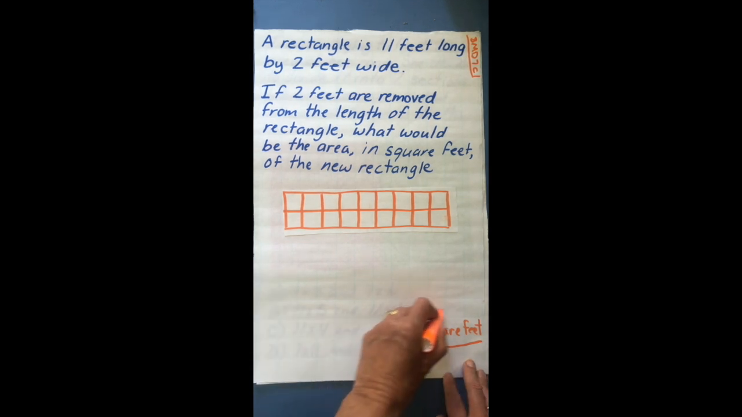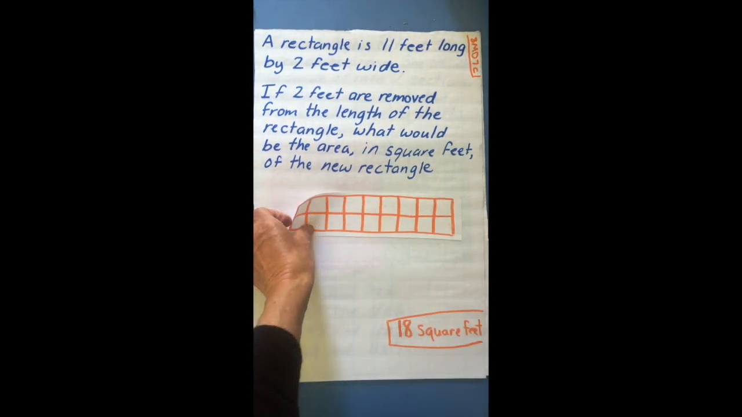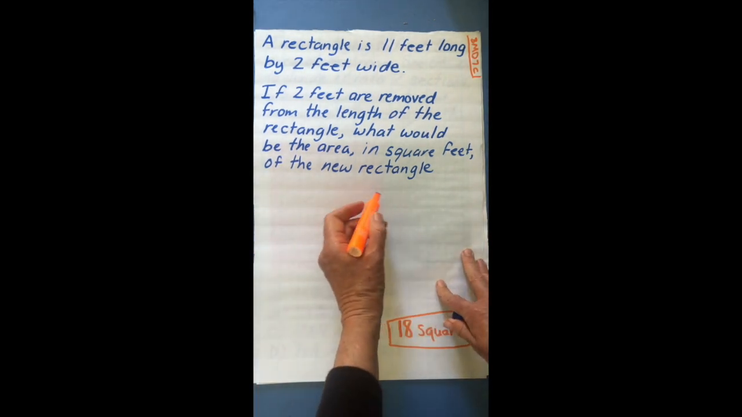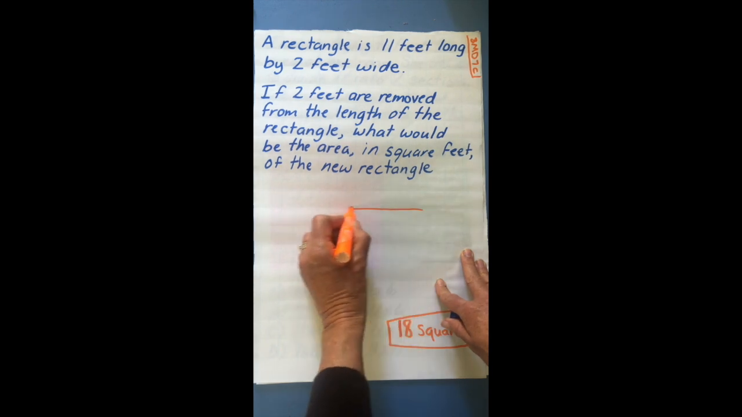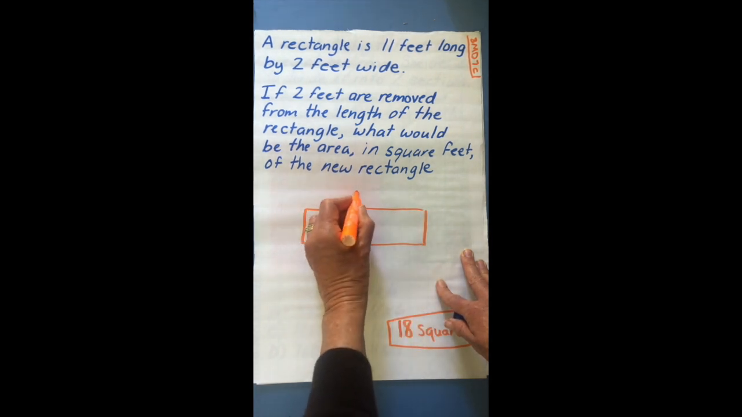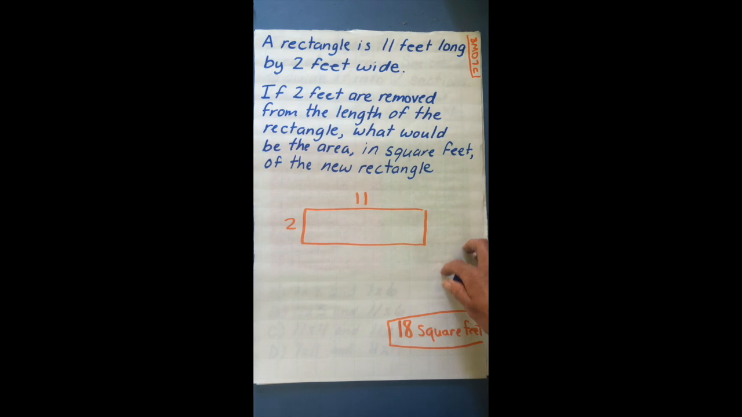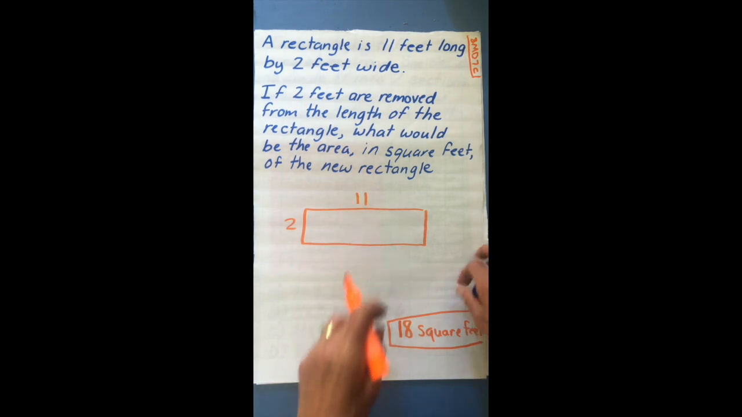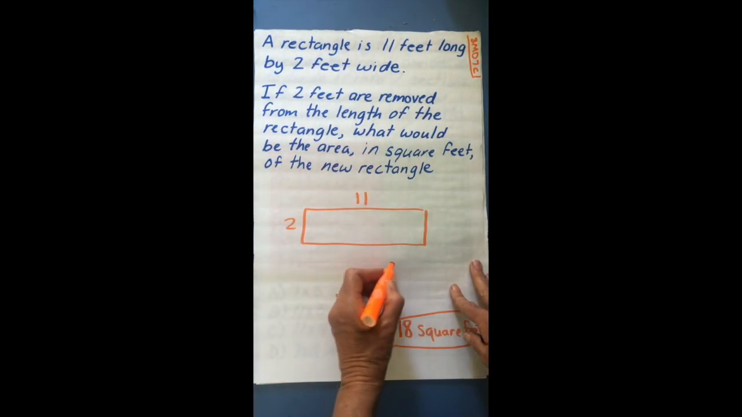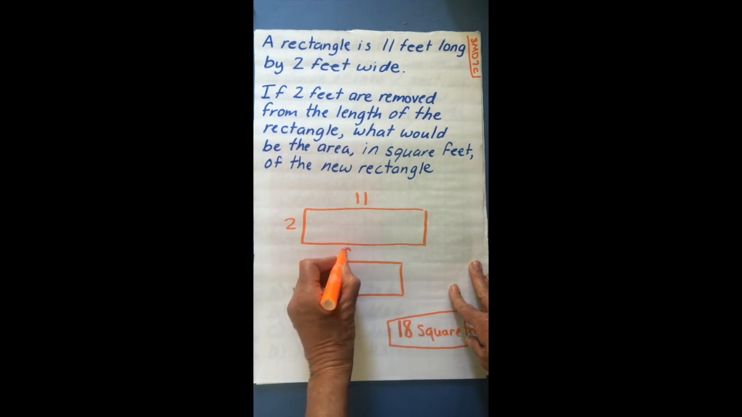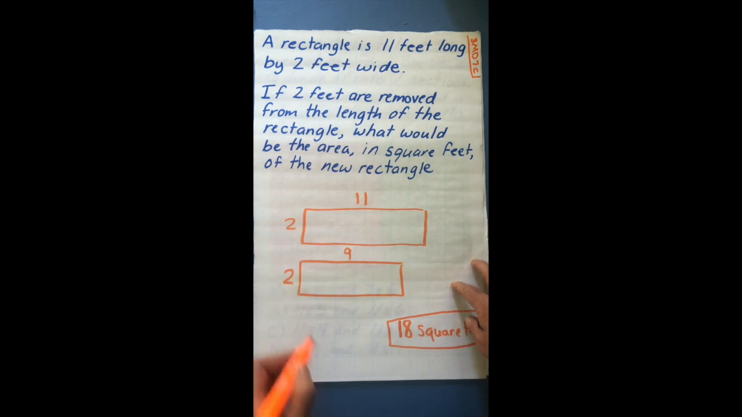Now, what if you didn't do it with a model? So that was so easy, right? Let's see what it would have looked like if you just drew a model that wasn't so detailed. So I know it was 11 feet long and 2 feet wide, okay? And then they said if 2 feet are removed from the length, so I'd say 11, 10, 9. So I now know this one would be 9. Okay, 9. And this would remain the same too. Okay. And then it says what would be the area.